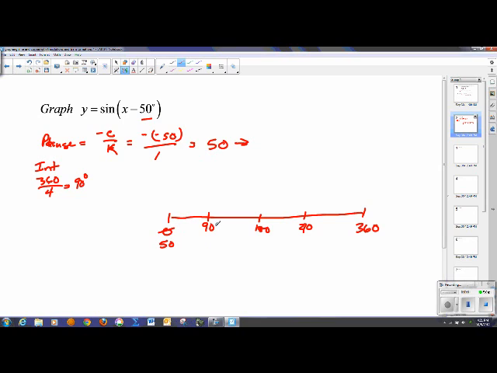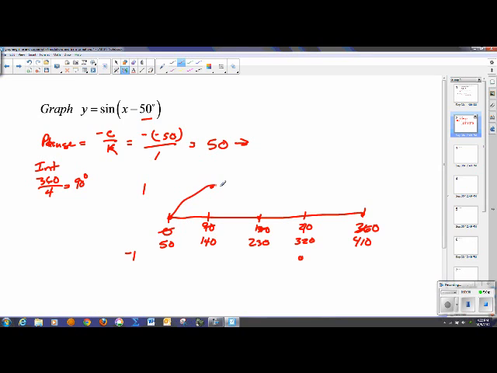If I add 90 degrees to that, or add 50 to every one thereafter, I'm at 140. Add 50 degrees over, I'm at 230. 50 degrees over from here, I'm at 320. And 50 degrees over from here, I'm at 410. So I'm going to graph a sine function from here. Sine starts at 0, moves up to 1, back down to 0, down to negative 1, and back up to 0.